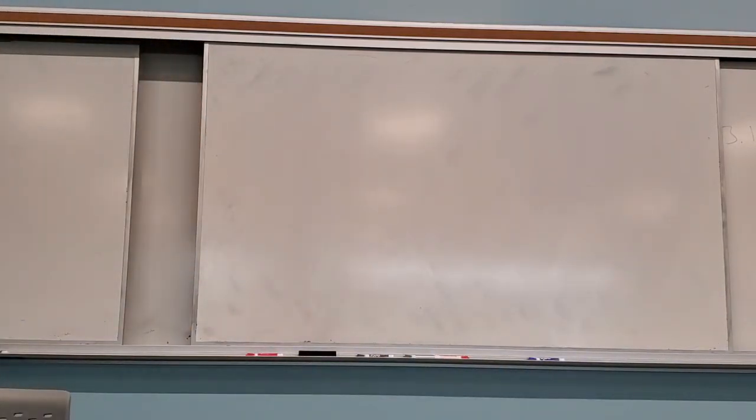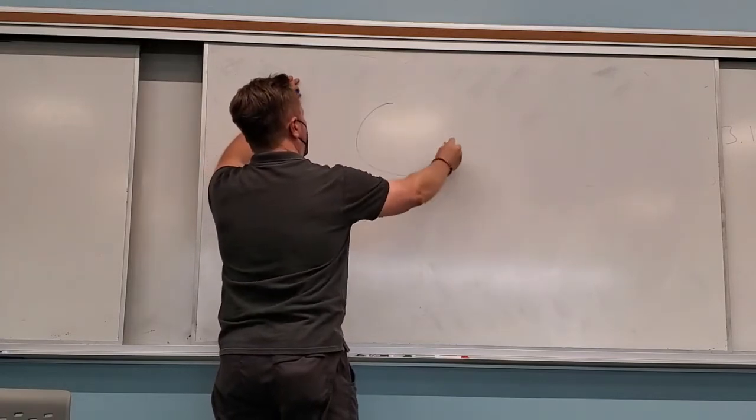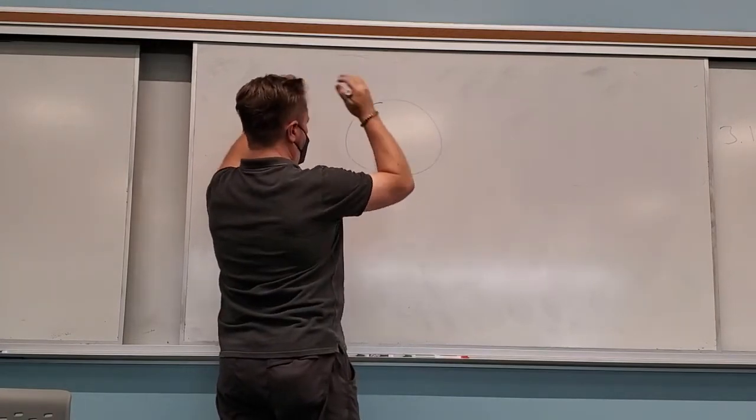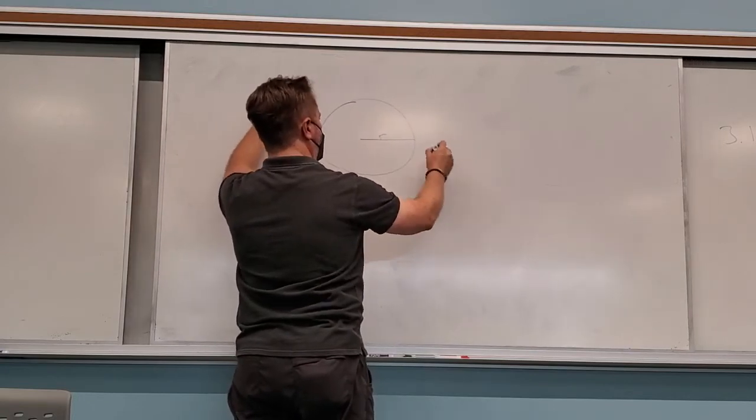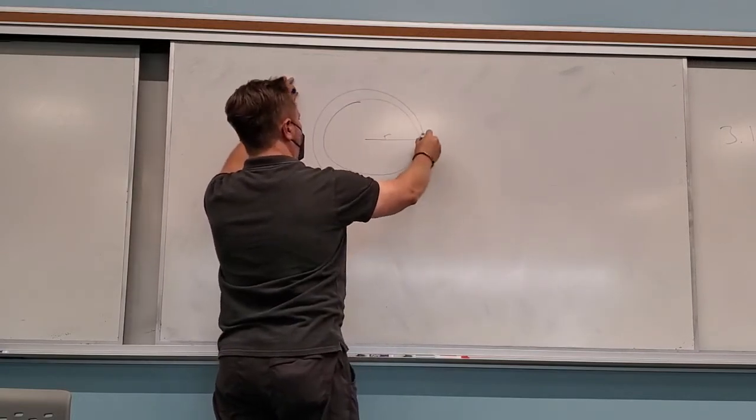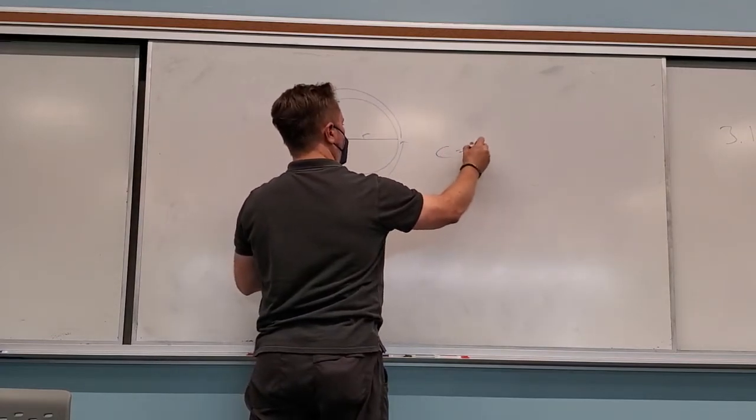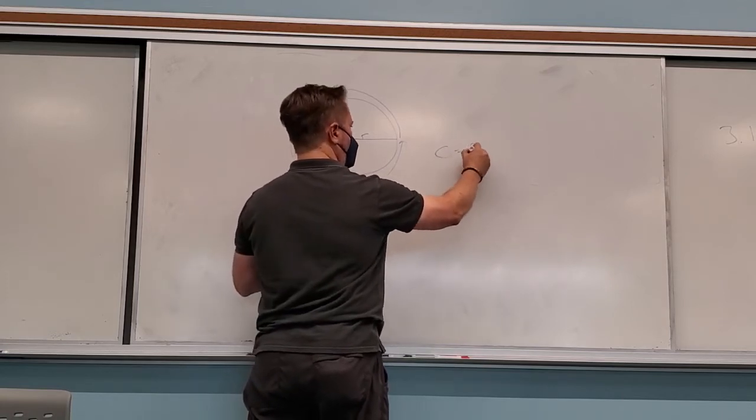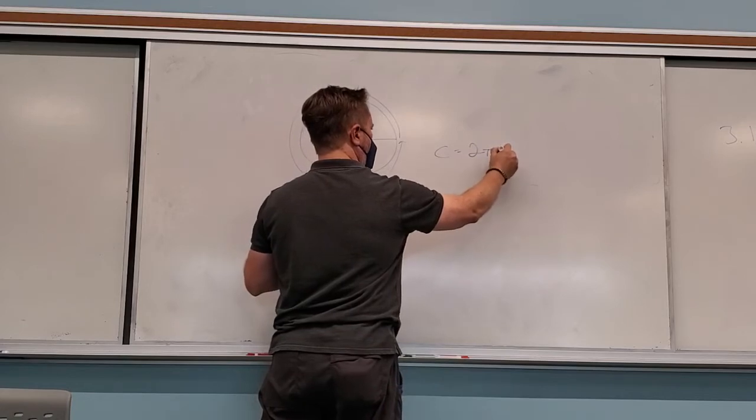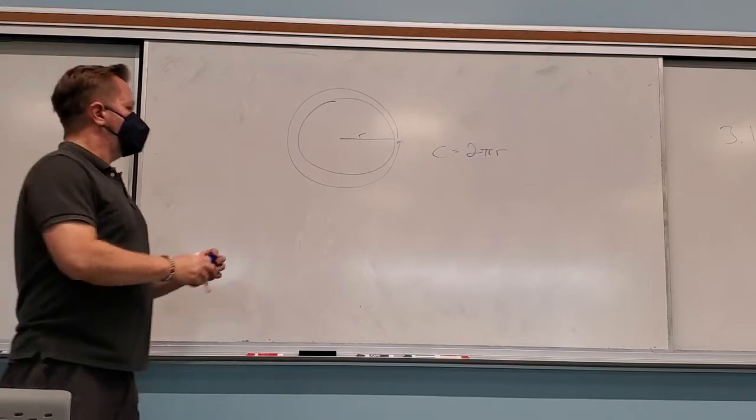Cool. So tell me this. What's the distance all the way around the circle again? The distance. Be careful. Two pi r. Okay, right? That's the circumference.